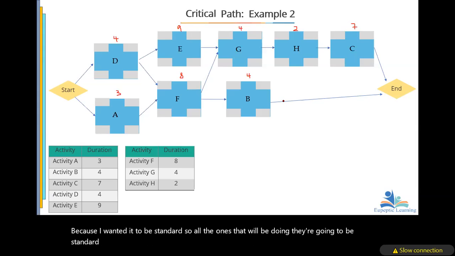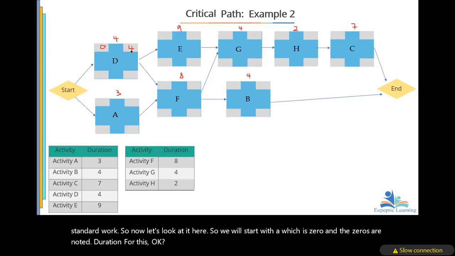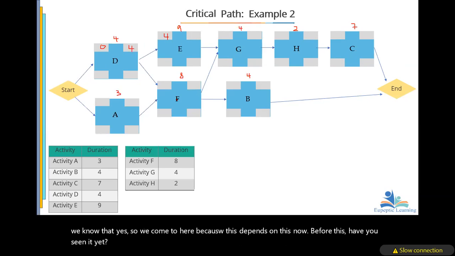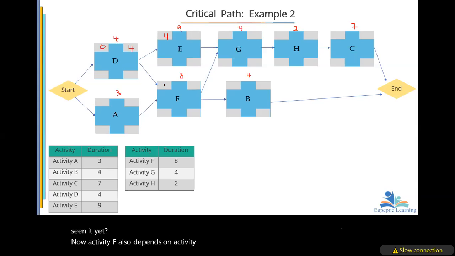So now let's look at it here. We'll start with A, which is 0, and D, 0. Duration, 4 days. Then for E it is the same, we know that. So we come to here, because this depends on this. That will be 4 days. Have you seen it here? Now, activity F also depends on activity D, and so that will be 4.